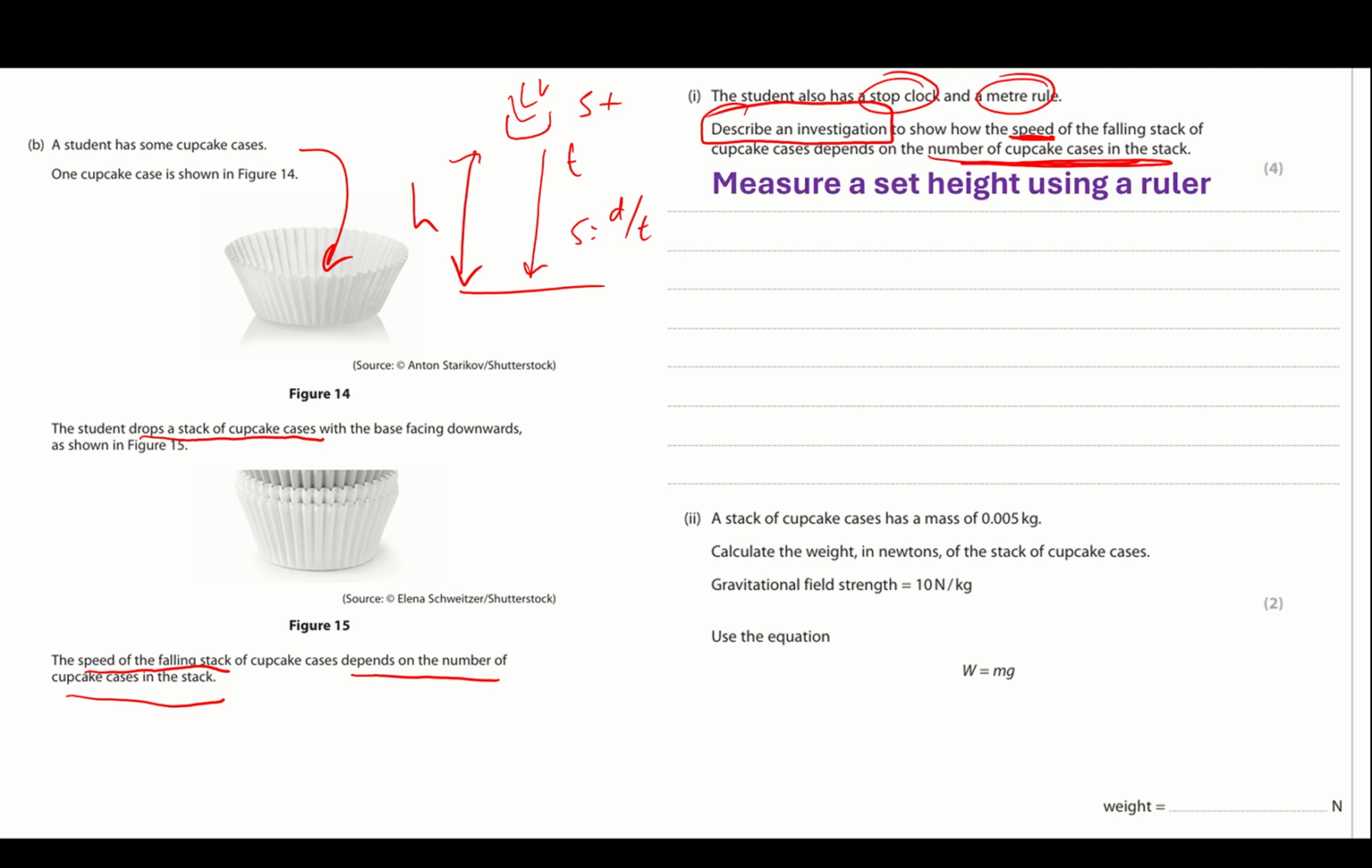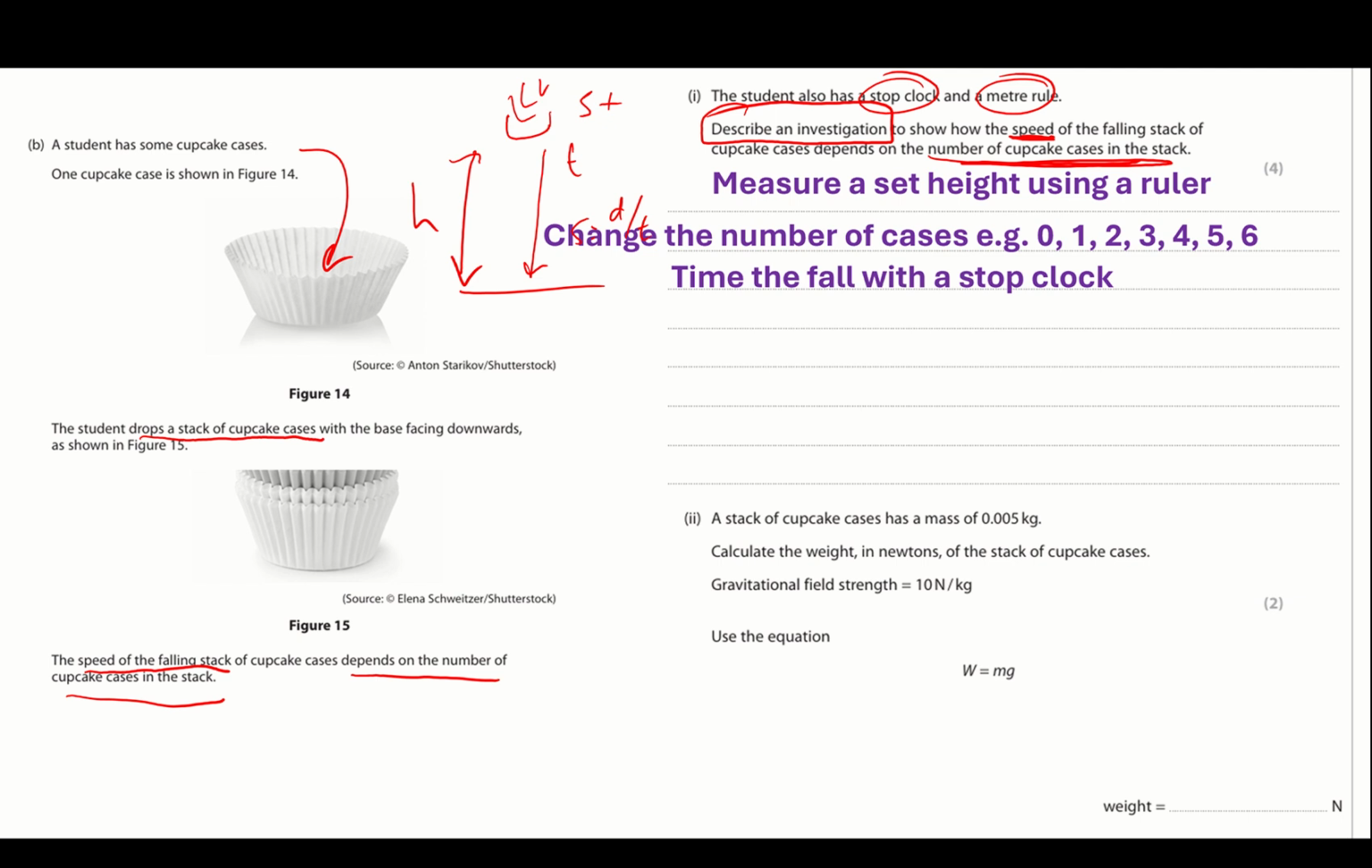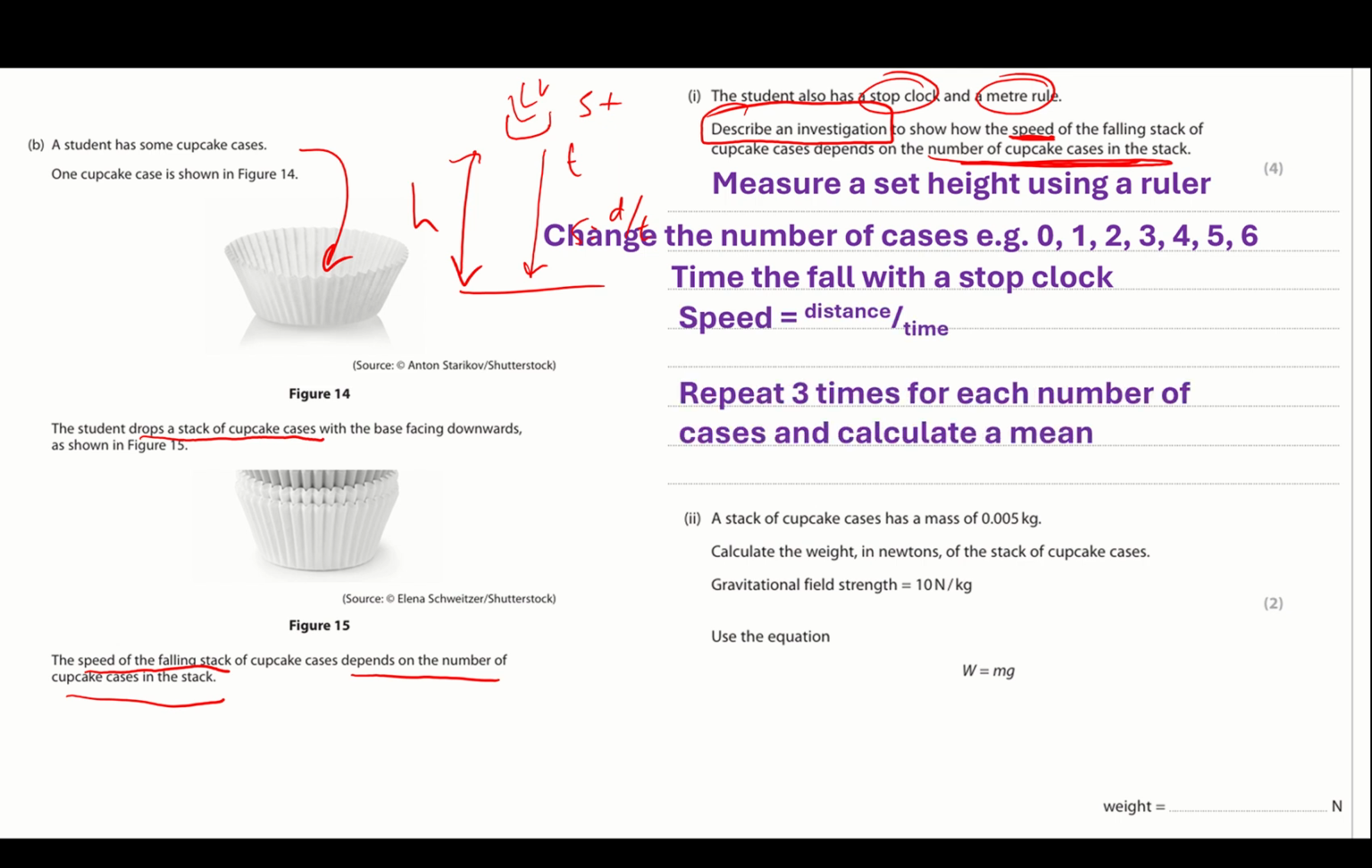So in terms of your model answer, measure a set height using a ruler, change the number of cases, for example, 1, 2, 3, 4, 5, 6 cases, time the fall with the stop clock, so we're always referring to what was in the question, speed equals distance divided by time, and we're going to repeat 3 times for each number of cases and calculate a mean. So the crucial part is read that question carefully. It's not asking you to say what the relationship is, it wants you to describe what you would do to find it out.